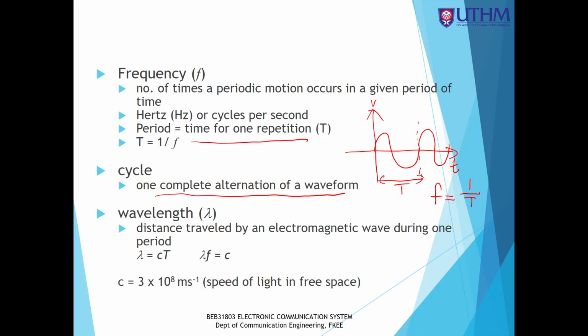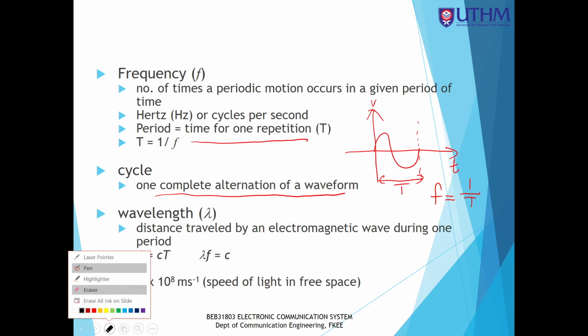Wavelength adalah panjang gelombang which is defined as the distance traveled by the electromagnetic wave during one period of time. Okay, for one complete cycle, how far does the wave travel? Berapa jauh gelombang ini telah pergi untuk satu kitaran lengkap? So the wavelength is measured in terms of meters.